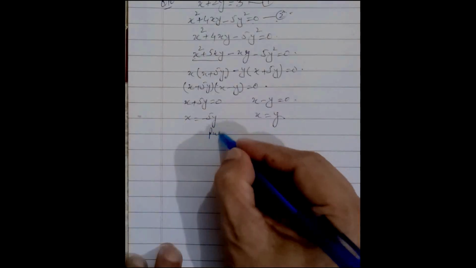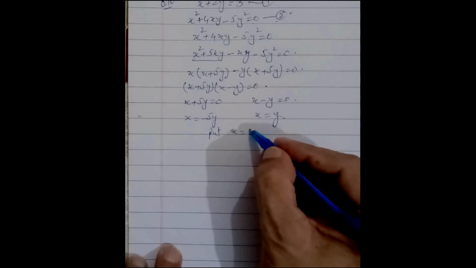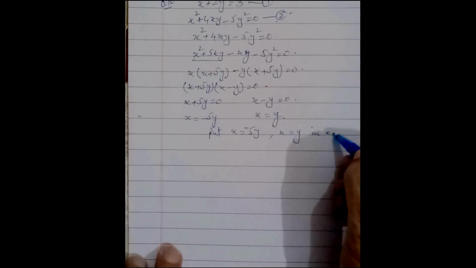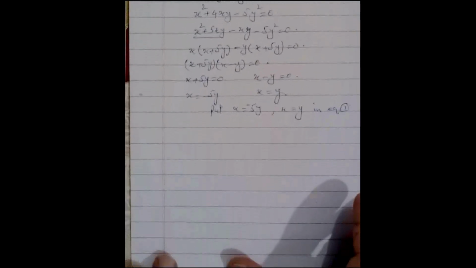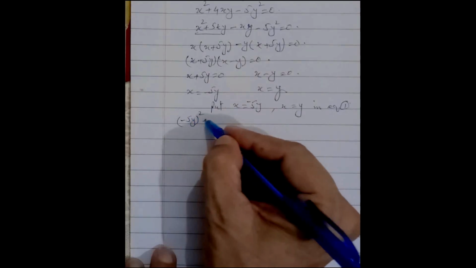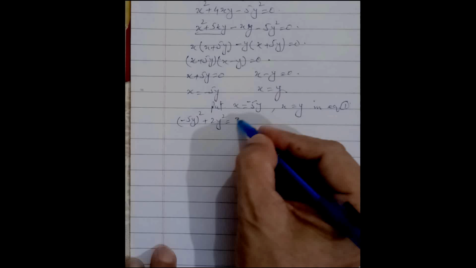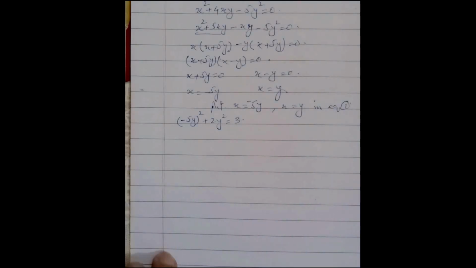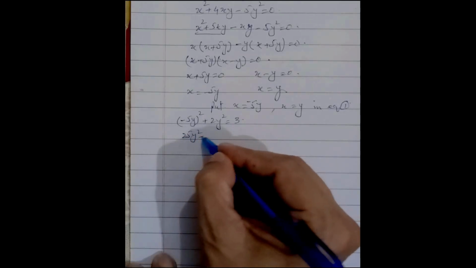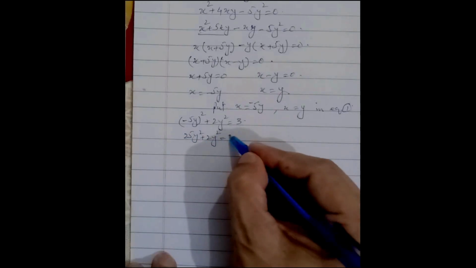Now we put x = −5y and x = y in equation 1. We get (−5y)² + 2y² = 3. Now solve it. (−5y)² is equal to 25y², plus 2y² is equal to 3.